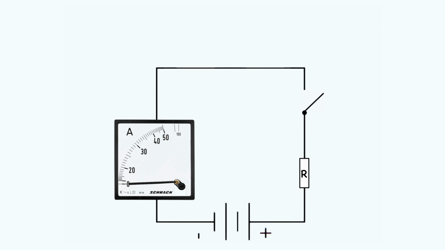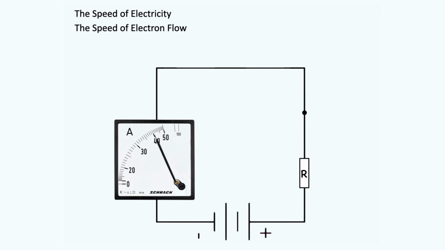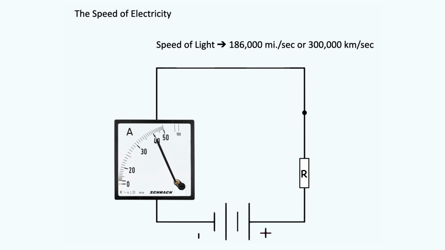Keeping this concept in mind, I would like to explore and compare the speed of electricity and the speed of electron flow. Looking at this example of an electric circuit made up of a battery, a resistor, and a switch, if we close the switch, there seems to be an instantaneous movement of electrons at every point in the circuit. However, this is not quite instantaneous, but it is very close.